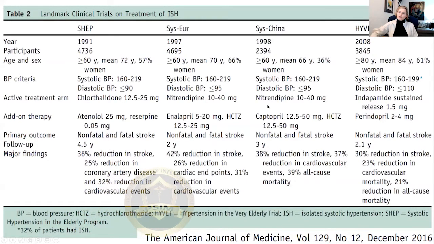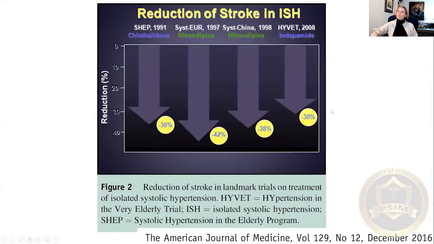And all of these trials saw dramatic major findings, reductions of stroke, 36%, for example, reduction in stroke, 42%, 38%, 30%, even in people aged 80 years and older. That is quite prominent findings. This is just summarized in this slide, as you can see. And the main treatment that was given was thiazide-like diuretics, chlorthalidone, and in this case, nitrendipine, and then indapamide was in the last HYVET trial, resulting in a 30% reduction in stroke.